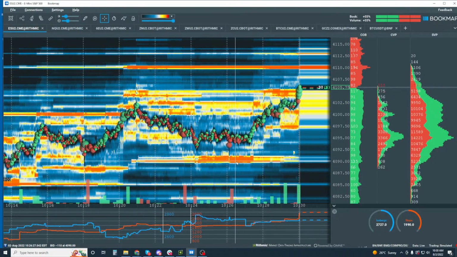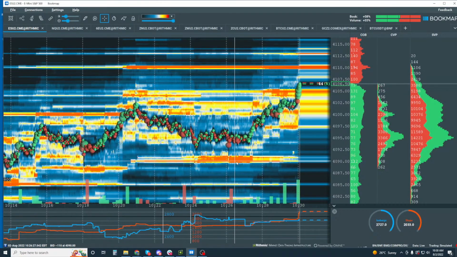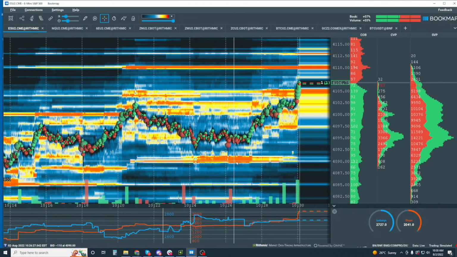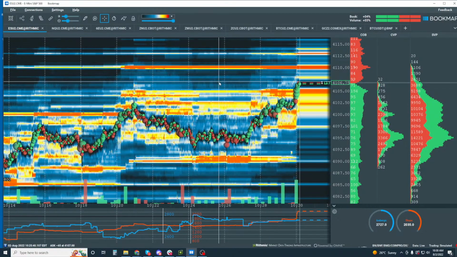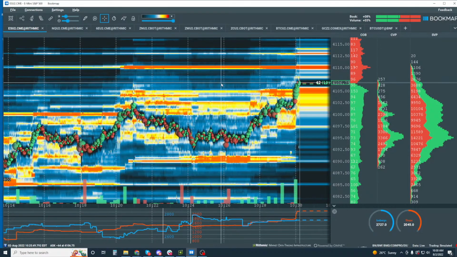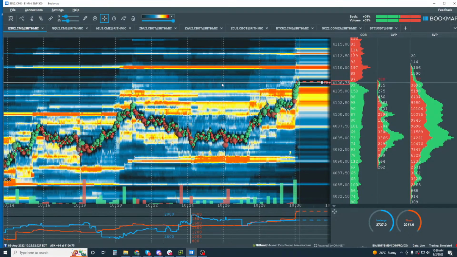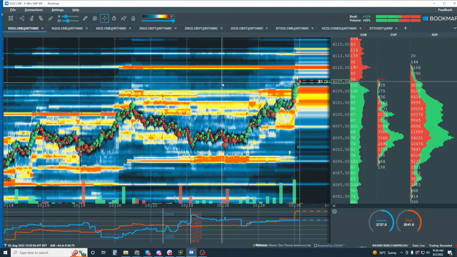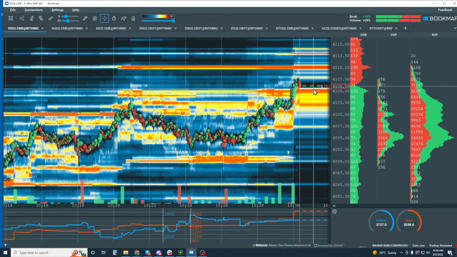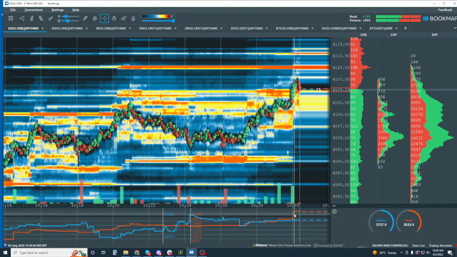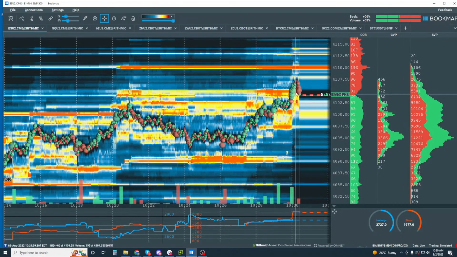Okay, there we go. See how easy it is to go with the trend? You just kind of kick back and go with it. Look at the bid here supporting it. Now that's a stop run, so we've got to be attentive here.